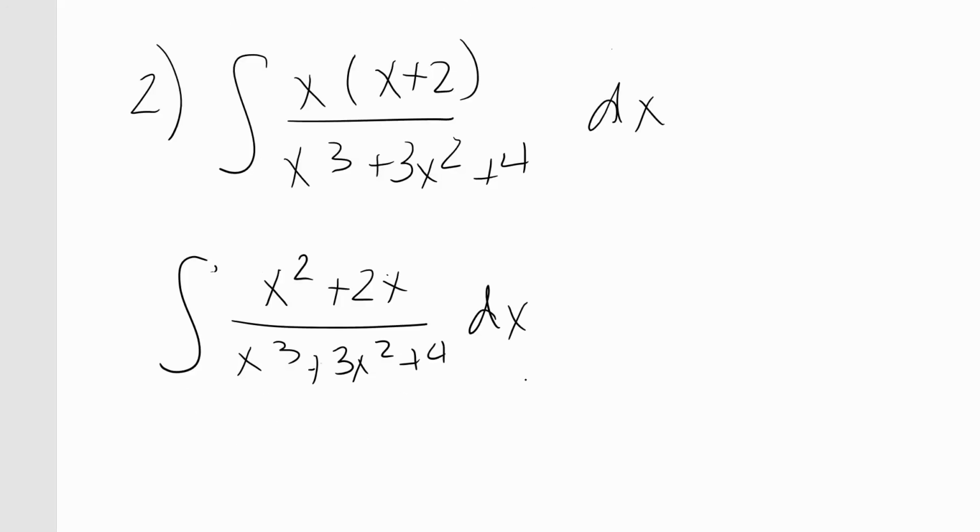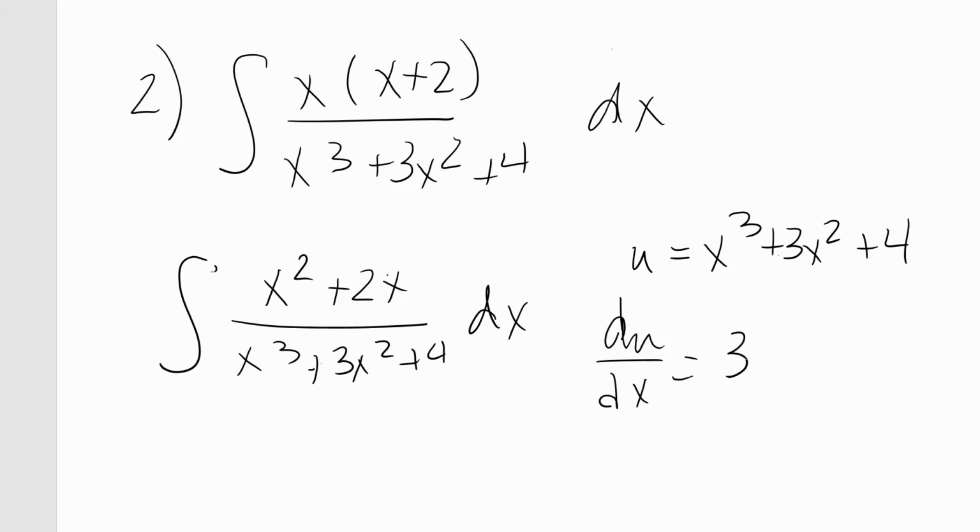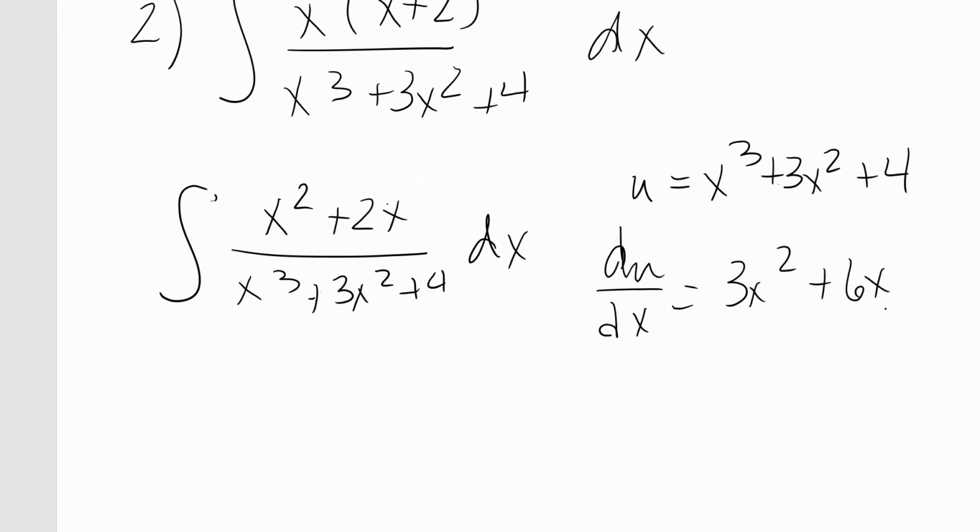So now you can see the degree on the top is 2. That's 1 less than the degree on the bottom, which is 3, so that my u substitution will most likely work. So u is going to be my denominator, x cubed plus 3x squared plus 4. The derivative of that, du dx, is 3x squared plus 6x. So du is 3x squared plus 6x, that whole thing, times dx.